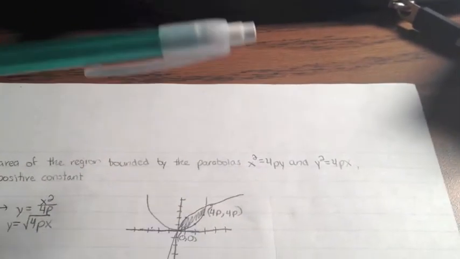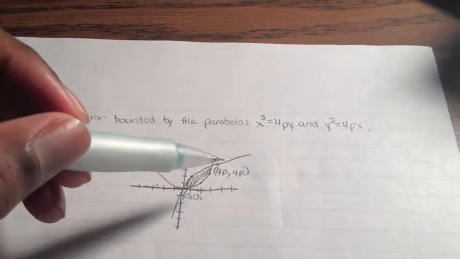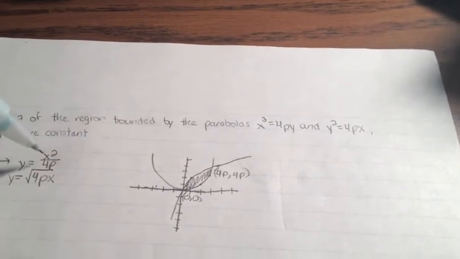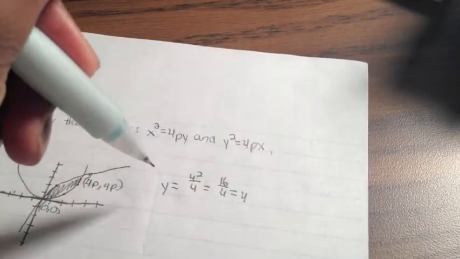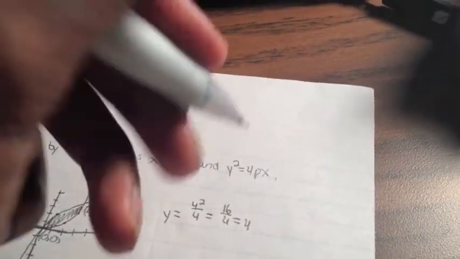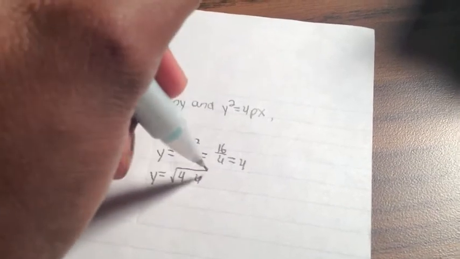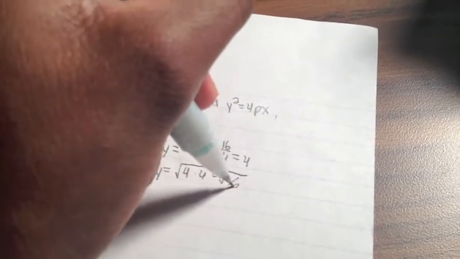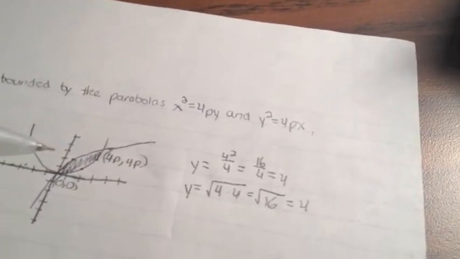A good way to test this is to plug in these points and see if they match. We already said that p equals 1, so this is essentially 4, 4. So we plug in 4 for the first equation: y equals 4 squared over 4, which is 16/4, which is equal to 4. So that works. Then we plug in the second equation, y equals square root of 4 times 4, which is the square root of 16, which is 4. So these two curves do intersect at 4p, 4p, and 0, 0.